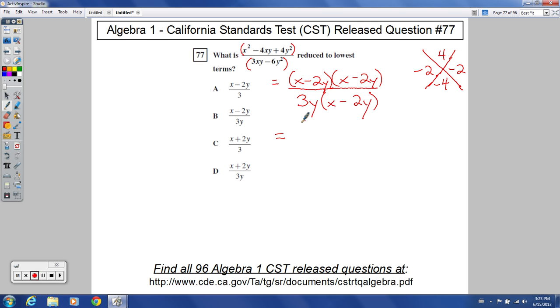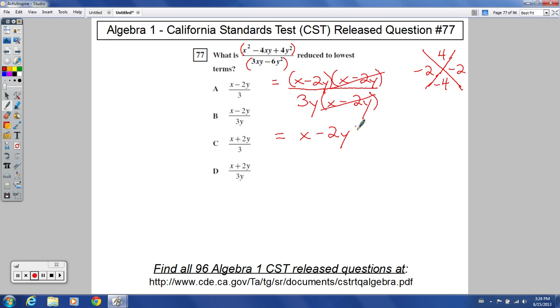Now I can reduce something here. I can pick out one of these factors. Only one x minus 2y is going to cancel out on the top, though. They're not both going to cancel out. Just this one could cancel out with this one or this one, but not both. So I'm going to pick this one and this one. What do I have left? I've got x minus 2y.